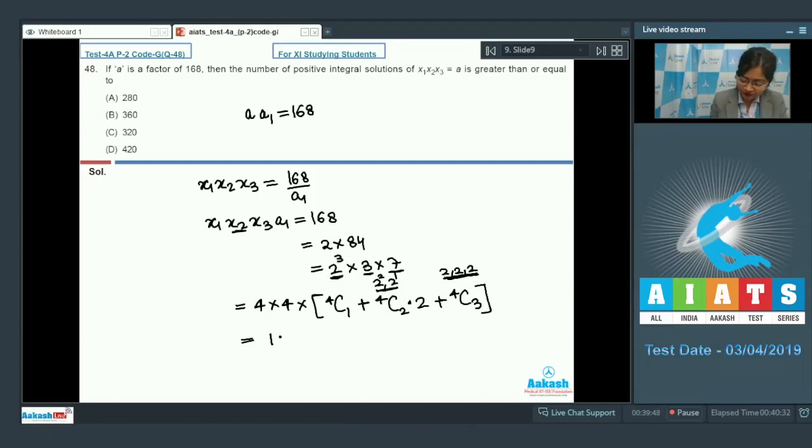So that is equal to 16 into 4 plus 12 plus 4. That is equal to 16 into 20, that is equal to 320. Now in the question it has been asked that the number of positive integral solutions is greater than or equal to. It is greater than or equal to 280. It is greater than or equal to 320. So the correct answer is option number A and C.